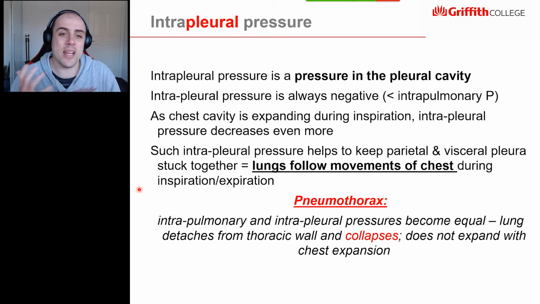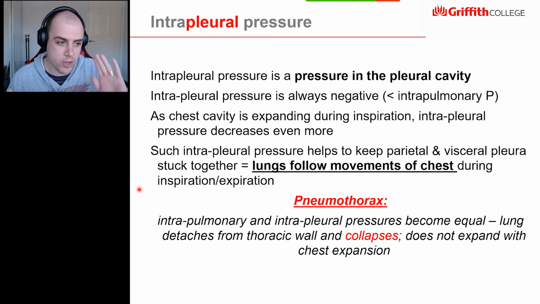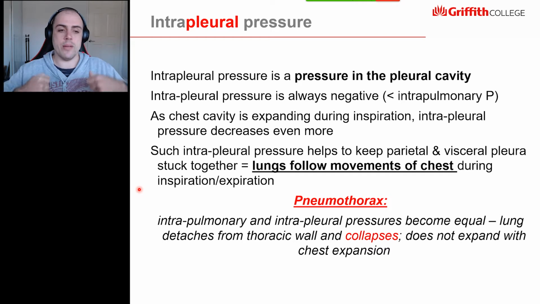And just a recap on interpleural pressure. Remember, we've got that pleural cavity which surrounds our lungs, and it's kind of what holds the lungs to the chest. So as we are pulling the ribs in our chest up and out and expanding that volume, the lungs are going to follow suit.